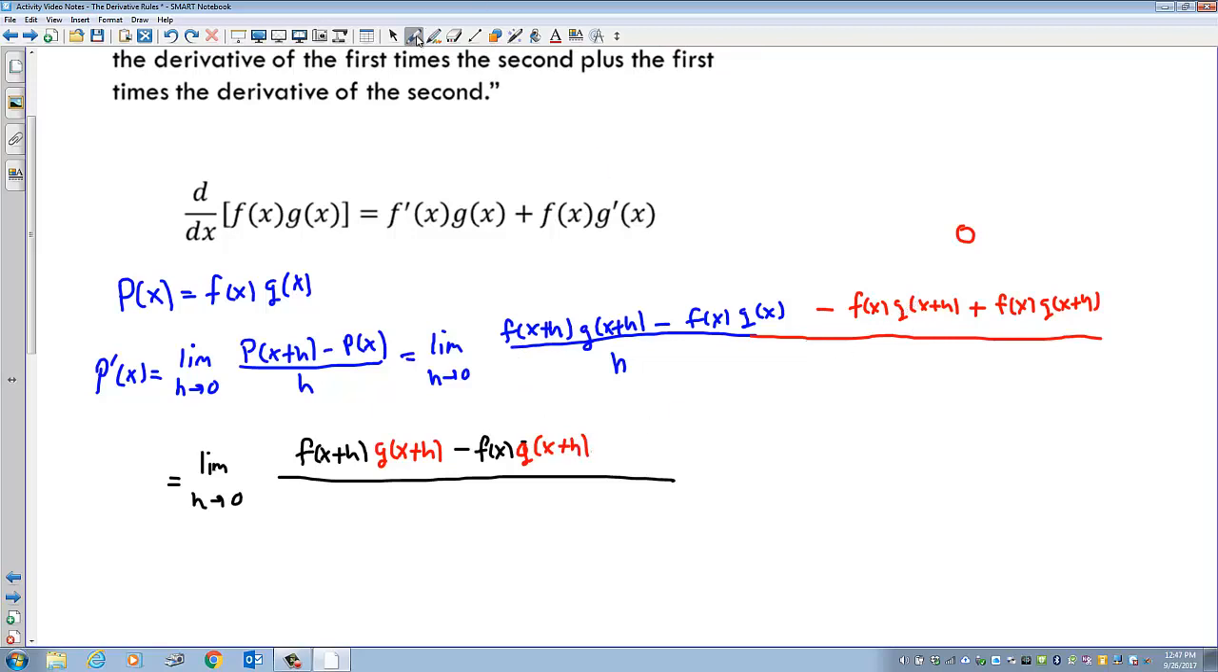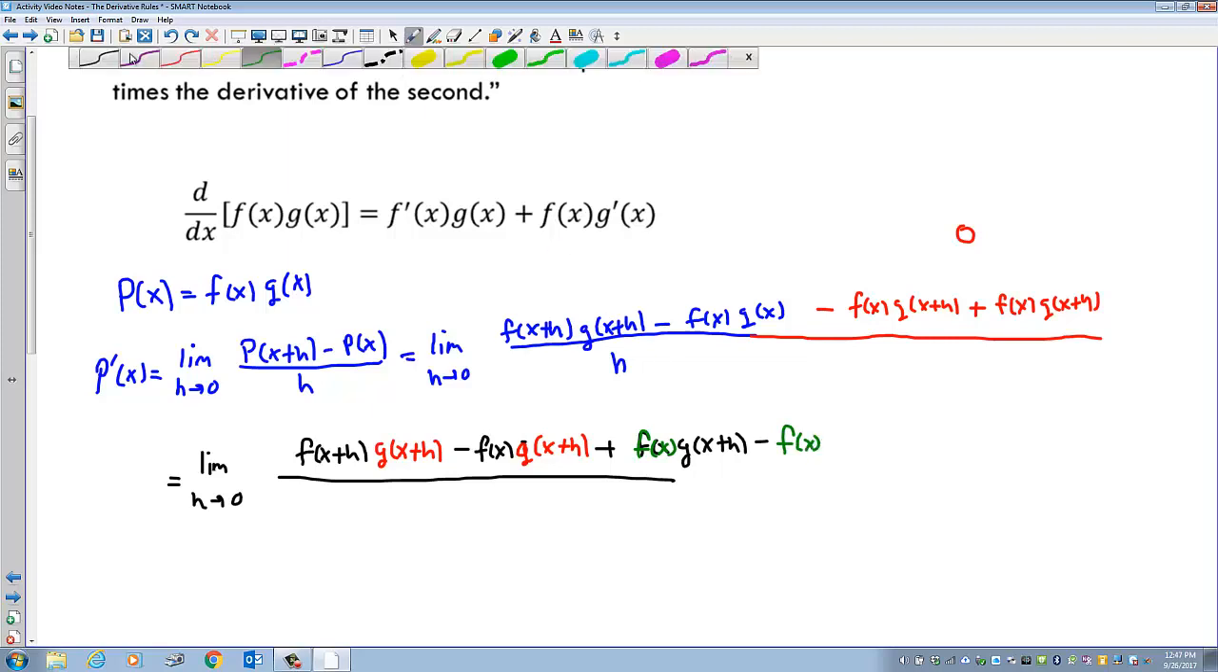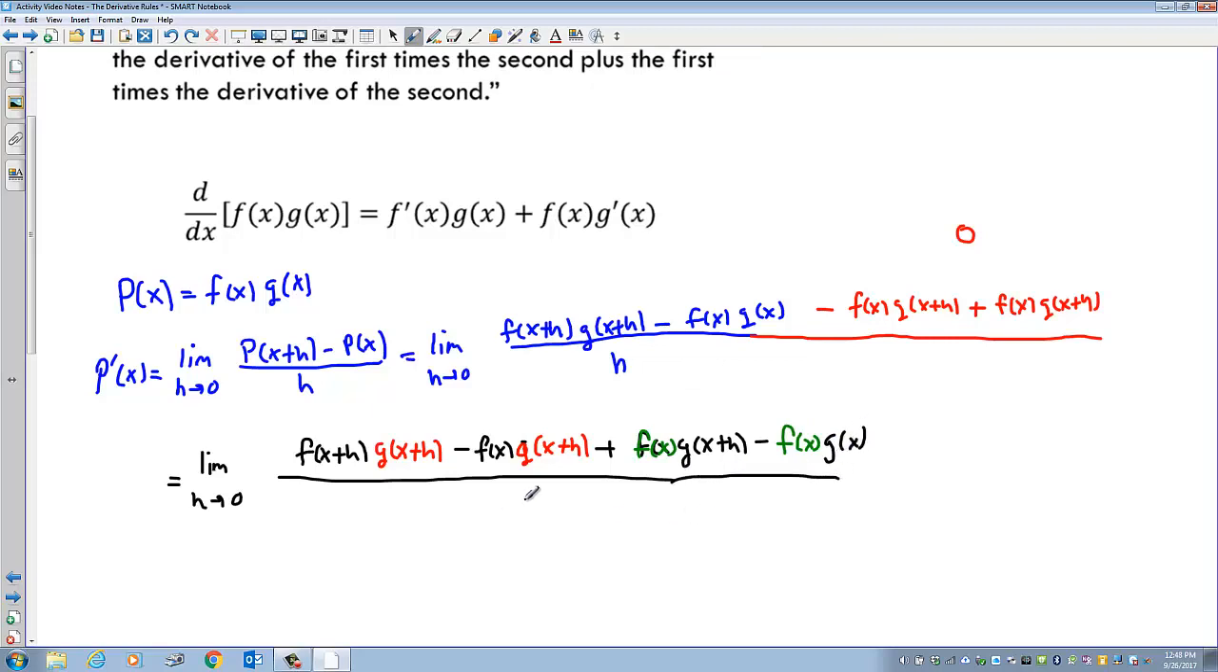And then I have plus, and I'm going to write this term next to it. So then I have plus f of x, and f of x I'm going to do in green. You'll see why in a minute here. Then I multiply that by this g of x plus h. So I'm moving this term over a little bit, just rearranging the terms, which is fine. Addition is what we call commutative. And then I'll have this f of x times g of x, so minus f of x times g of x, and I'll do the f again in green, and then times the g of x. And of course, that's all divided by h.